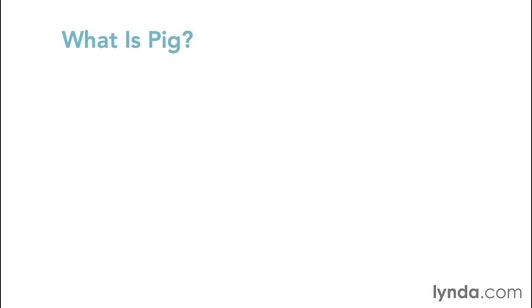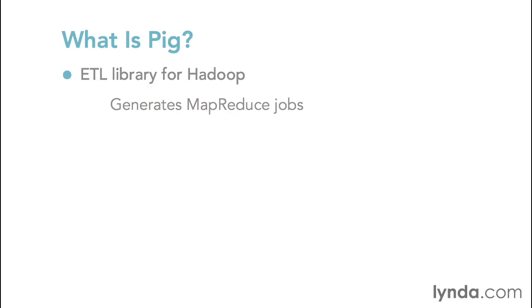The next library that we're going to take a look at for Hadoop is called Pig. Pig is an ETL library for Hadoop, and it generates MapReduce jobs just like Hive does. It's a higher level abstraction, and it was developed at Yahoo. Now, ETL is a different kind of process than a generic query process, and we're going to be talking about that in this section quite extensively.